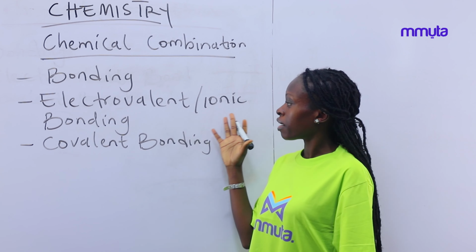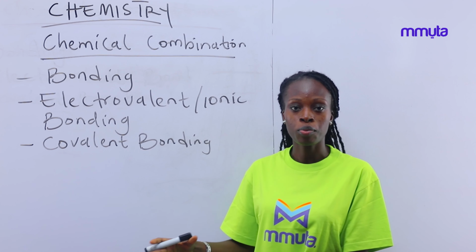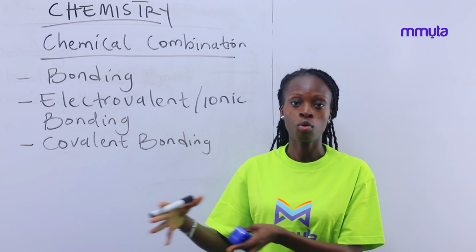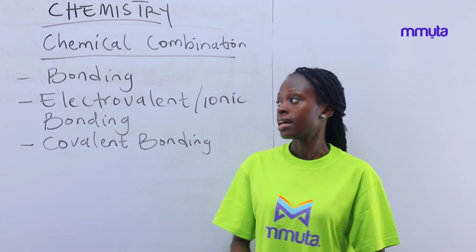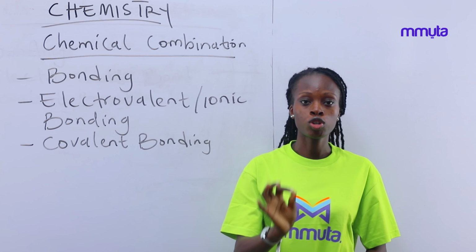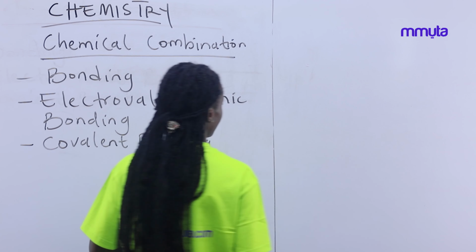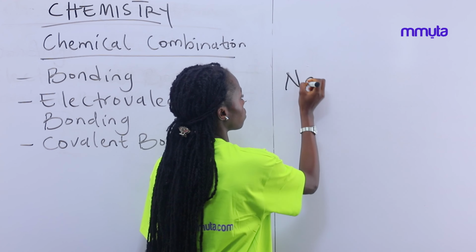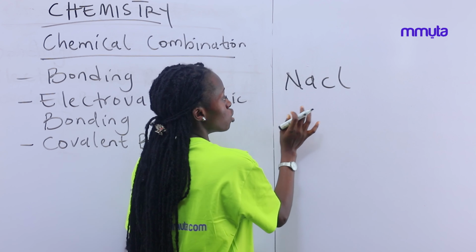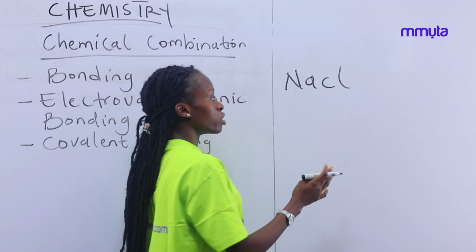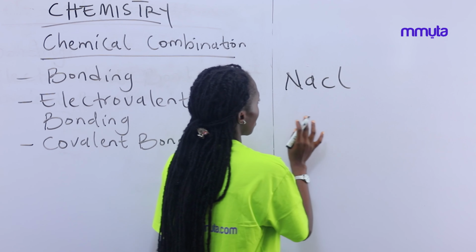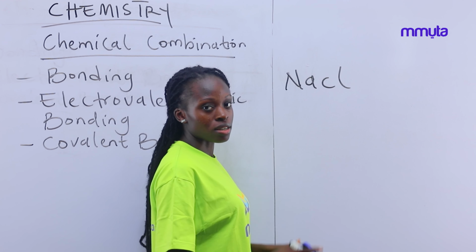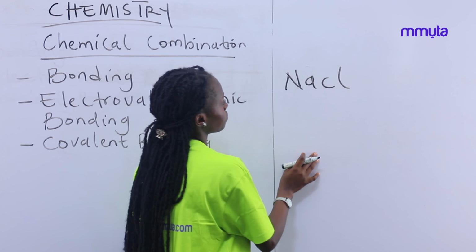Electrovalent or ionic bonding can be seen as a type of bonding where electrons are transferred from one atom to the other. Now, to explain this further, I'm going to be using an example. The example I'm going to be using is this compound. This is sodium chloride, which is also known as common salt, the salt we consume. I'm going to be using sodium chloride to explain in detail electrovalent or ionic bonding.